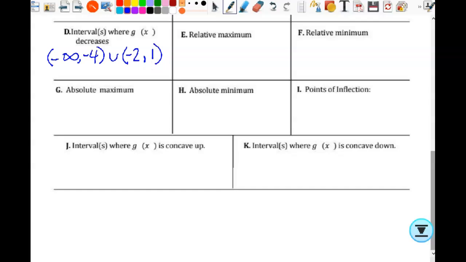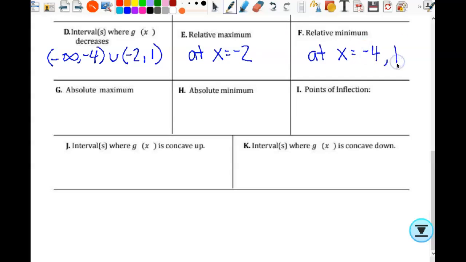All right, so relative minimum. I have a relative minimum at what? Oh, maximum. Relative maximum. Relative maximum at x equals -2. Is that the only one? Yes. Okay, good. Relative minimum this time at x equals -4 and what? 1. Any questions on any of those?